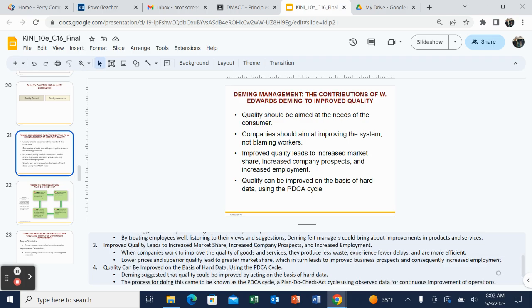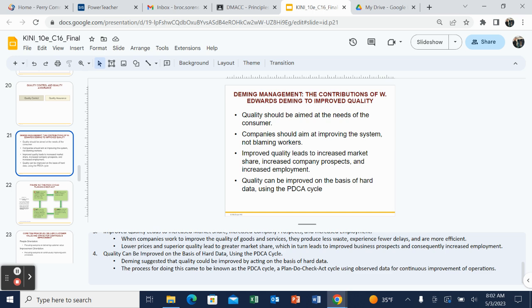So Deming suggested that quality could be improved by acting on the basis of hard data. So the process for doing this came to be known as the PDCA cycle, known as the plan, do, check, act cycle, using observed data for continuous improvement of operations.